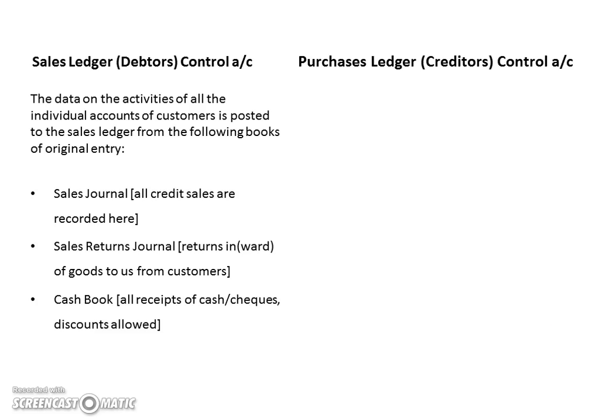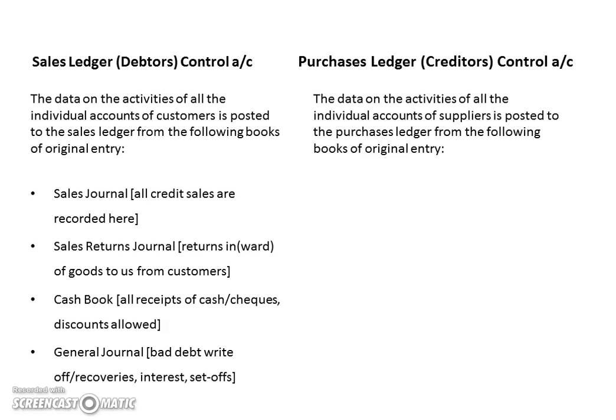And then the cash book, where you will find receipts of cash and checks and other discounts that you may have offered these customers. And then there's the general journal, where you would have things like where you wrote off the bad debts or you recovered bad debts, if you charged interest, and if there were any set-offs. All right? And that data would also be posted in the sales ledger.